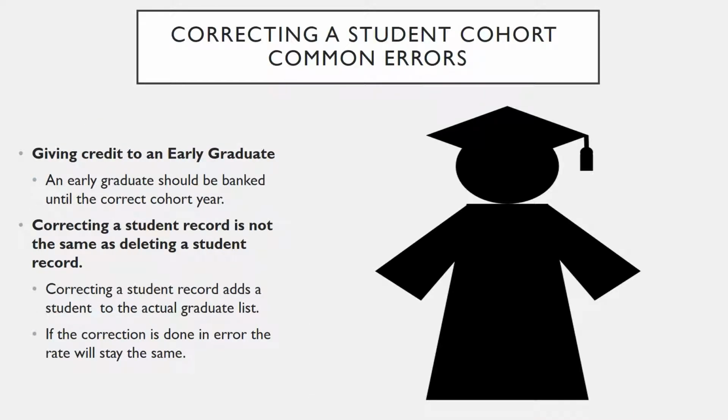Correcting a student cohort record common errors. A lot of times, schools want to give credit to an early graduate. An early graduate should be banked until the year of actual graduation. Correcting a student's cohort record is not the same as deleting a student record. Correcting a student's record adds the student to the actual graduate list. If the correction is done in error, the rate stays the same and the correction does not count.